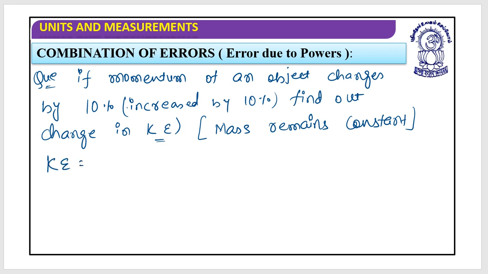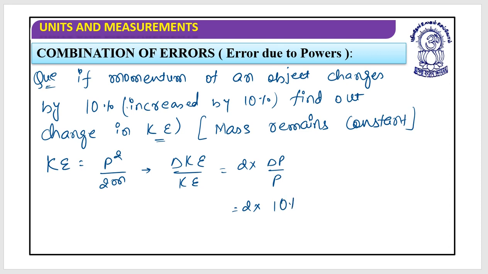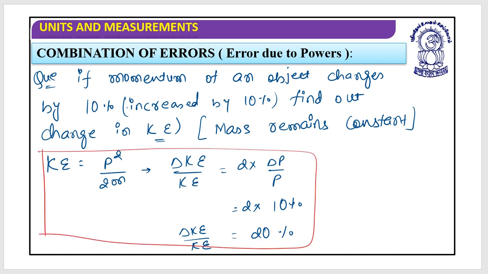Yes, first you know the relation: kinetic energy is equal to p square by 2m. Okay, go ahead. Next, delta K by K equals twice of delta p by p. Yes, then it would be 2 into delta p by p, that is given as 10%, and then this comes to 20%. This is the change in kinetic energy. Yes, how many of you get this answer? How many of you? Yes, most of you. This is absolutely incorrect, and you should not use this relation.